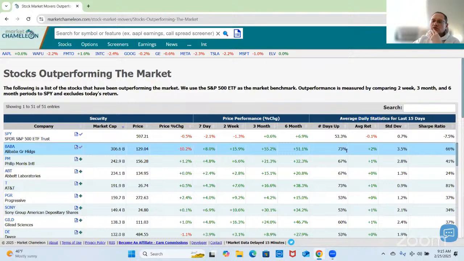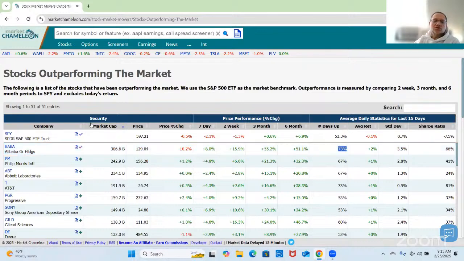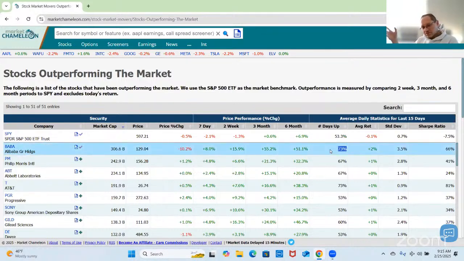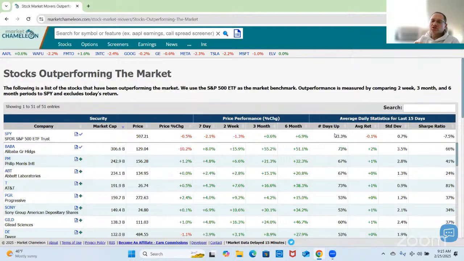Okay. So daily statistics over here over the last 15 days. We're looking at the shorter term period, 15 days. How many up days did Alibaba have versus SPY? So you could see here that Alibaba was up 73% of those days versus SPY 53%.